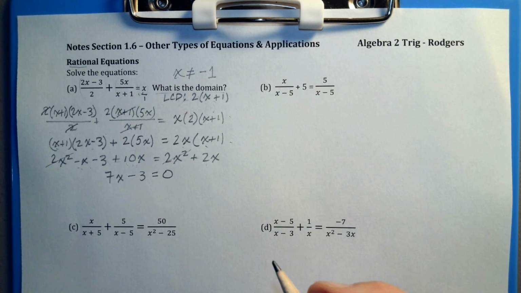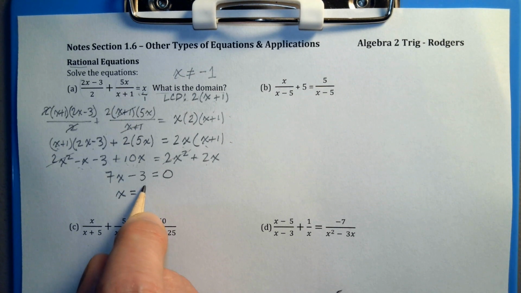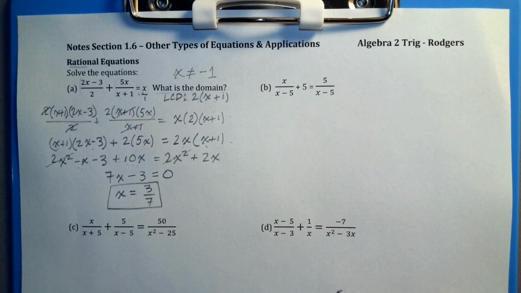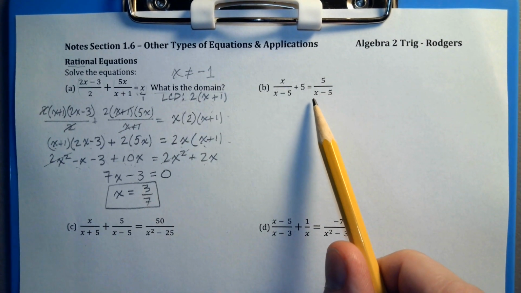All right, and then we want to just solve that. It's a simple linear equation in this case. And so take the 3 to the other side, divide by 7. That's going to be x equals positive 3/7. And that is our solution. All right, so the next one, B.